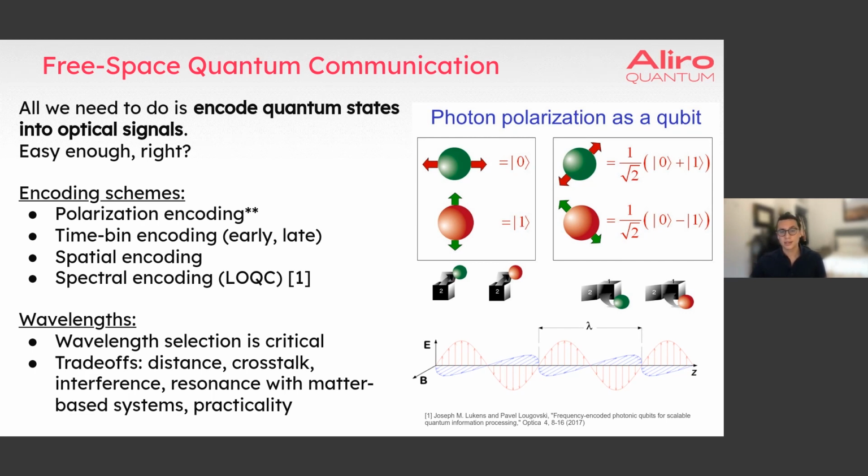We also have to consider resonance with matter-based systems. So if we want to communicate using these photons to, say, a matter-based quantum system, there are certain wavelengths that are resonant with that type of matter or ensemble. There's also practicality considerations out there, right? What technologies and components are out there that are compatible with a certain wavelength regime, and we have to consider all the cost factors and form factors as we're deploying on a satellite.